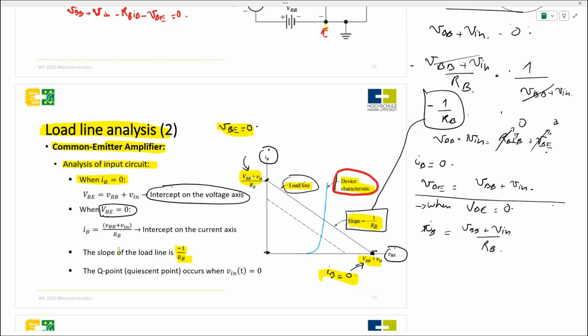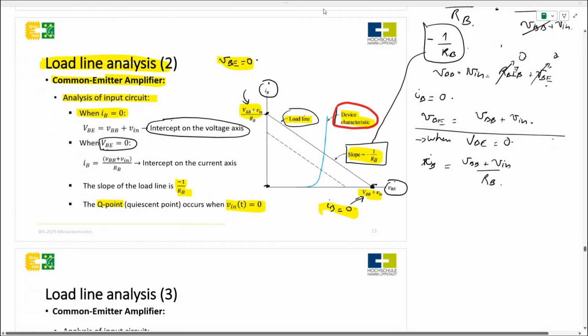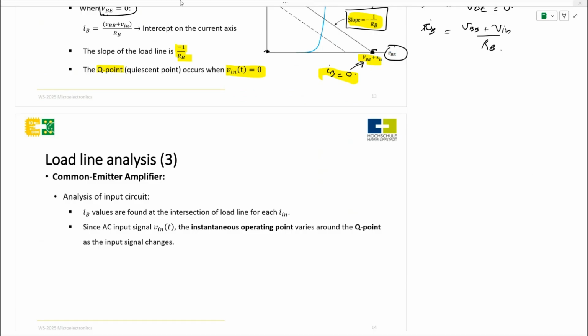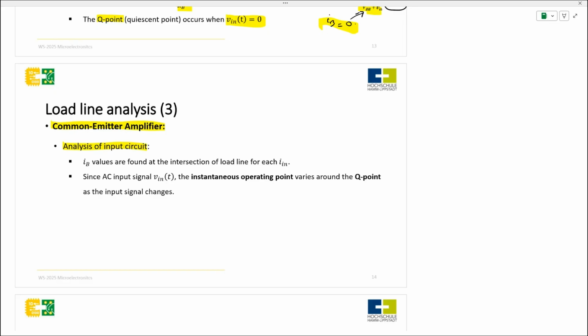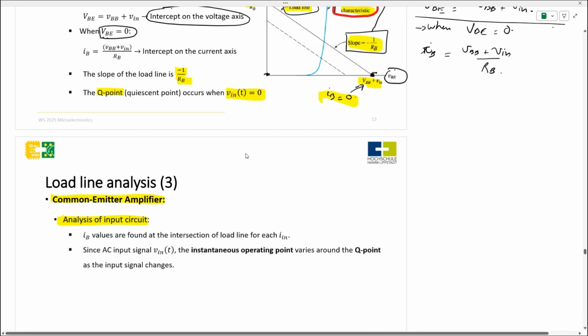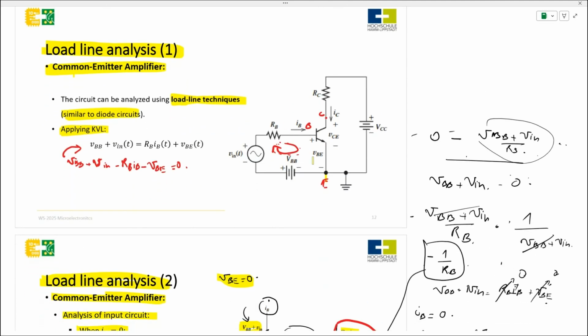So now we'll be talking about the key point. Our key point occurs where our Vin equals 0. So let's see what we have here. Let's continue in our common emitter amplifier. Of course, we are always analyzing our input circuit. Remember, this is our input circuit, this is the input port.